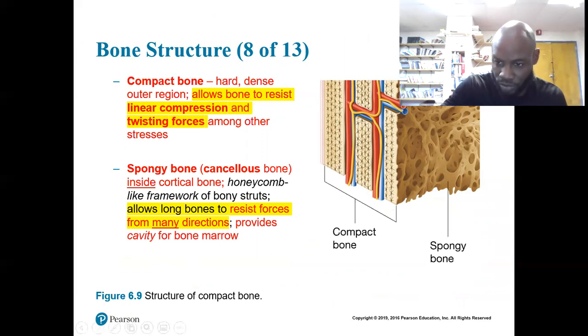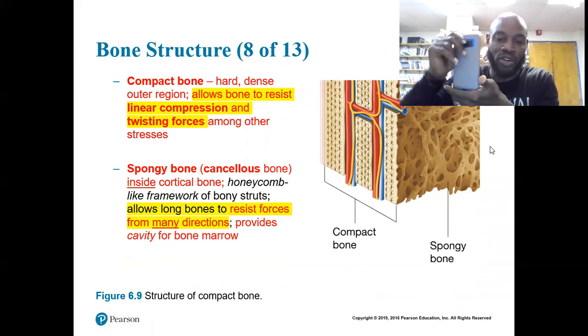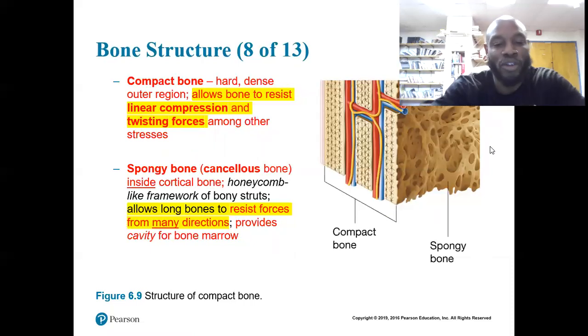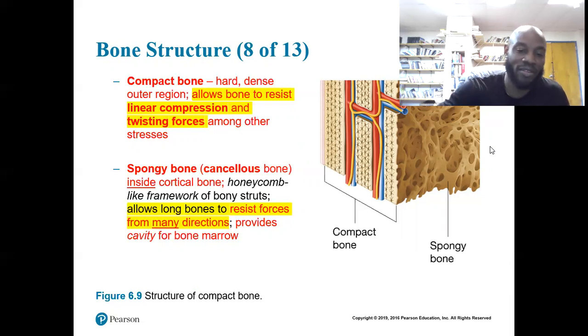So linear compression is like if I have the bone and I'm pushing this way, I'm trying to compress it. Your compact bone is what is going to resist that force, a strong force. That makes bone very strong in linear compression. It's very hard to physically compress bone and break it.